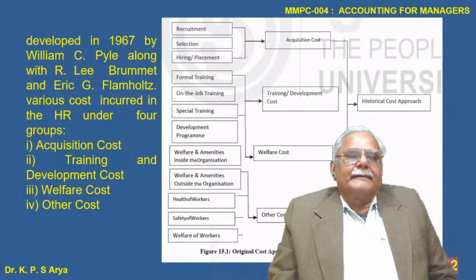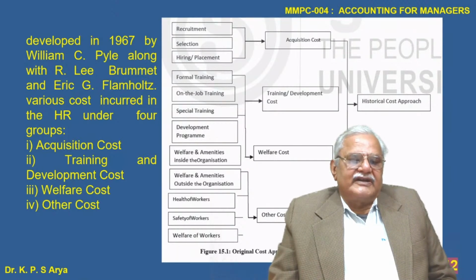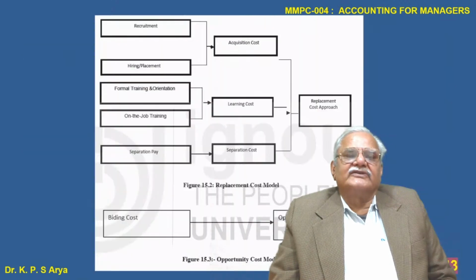Now, this was developed in 1965 by William C. Pyle along with R. Lee Brummet and Eric G. Flamholtz. Various costs incurred in the HR fall under four groups: acquisition cost, training and development, welfare, and other costs.